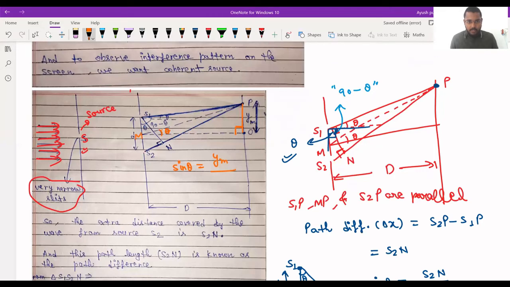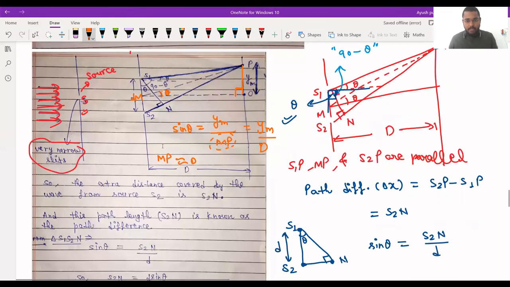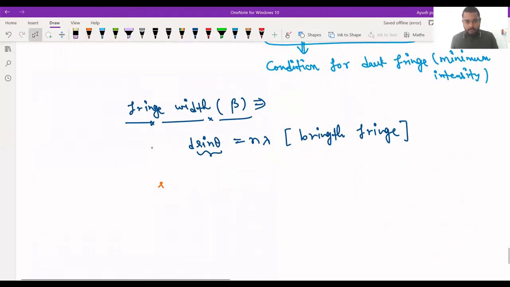Here I have assumed MC. Since capital D is much greater than small d, this MP can also be approximated as D, given the condition that capital D is much greater than small d and the angle is very small. So we can write MP is equal to D. So sine theta is equal to ym upon D. Now put this value in this equation.